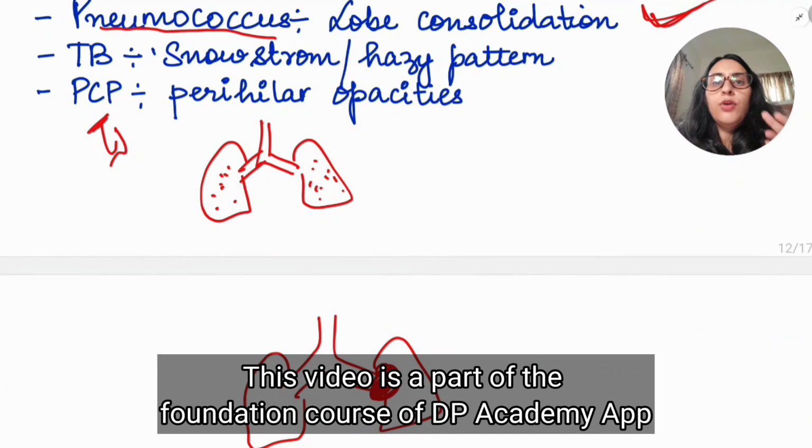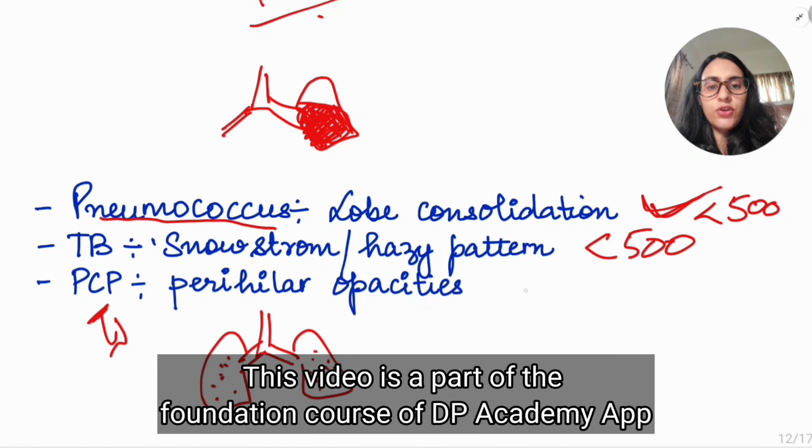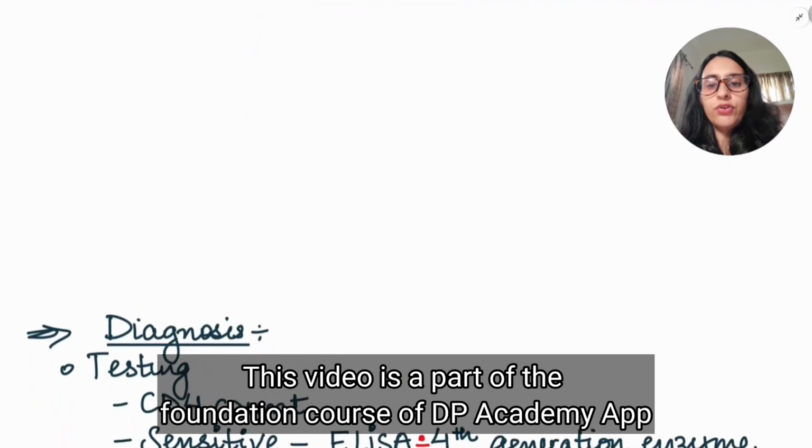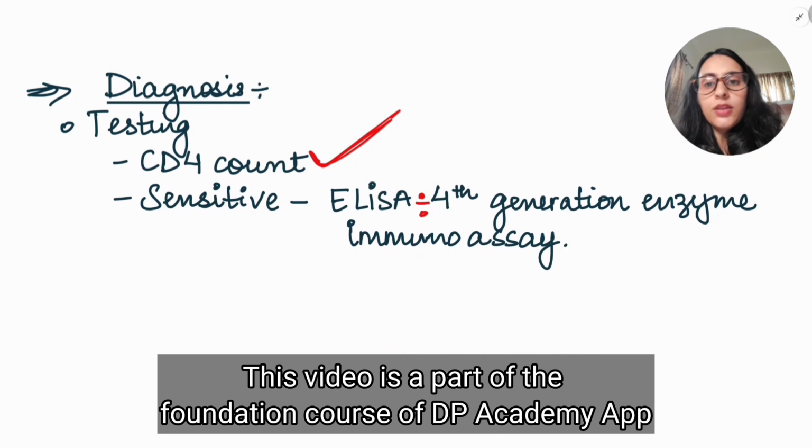So basically you need to combine both the CD4 count cell. That is, in case of pneumonia, CD4 count cell is less than 500. In TB also less than 500. For Pneumocystis it is less than 200. But you need to see also the radiological features, what is showing in the radiograph, and then you can diagnose what kind of pneumonia the person is having, or what kind of opportunistic infection the person is having. Then coming to diagnosis part, you can test the CD4 count cell and tell the person is having AIDS or HIV.